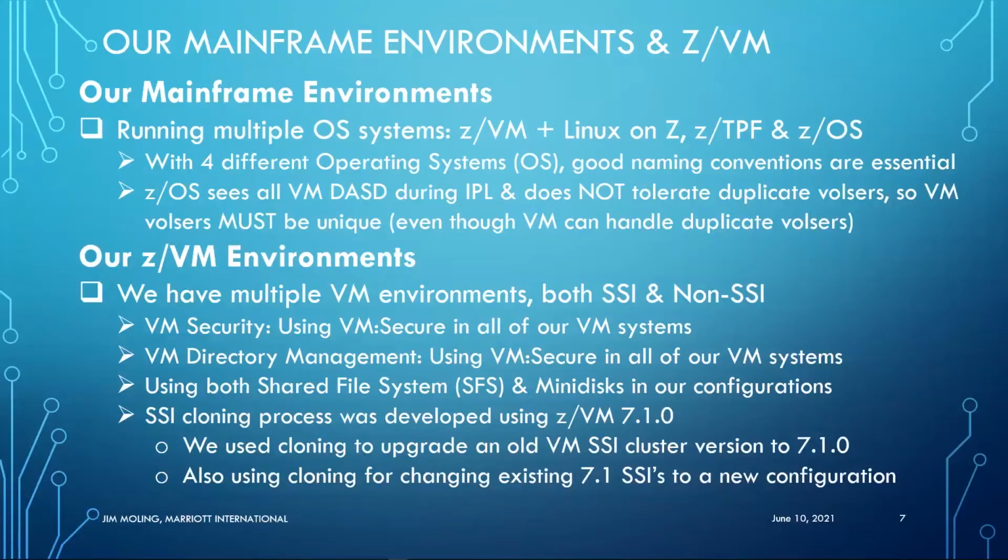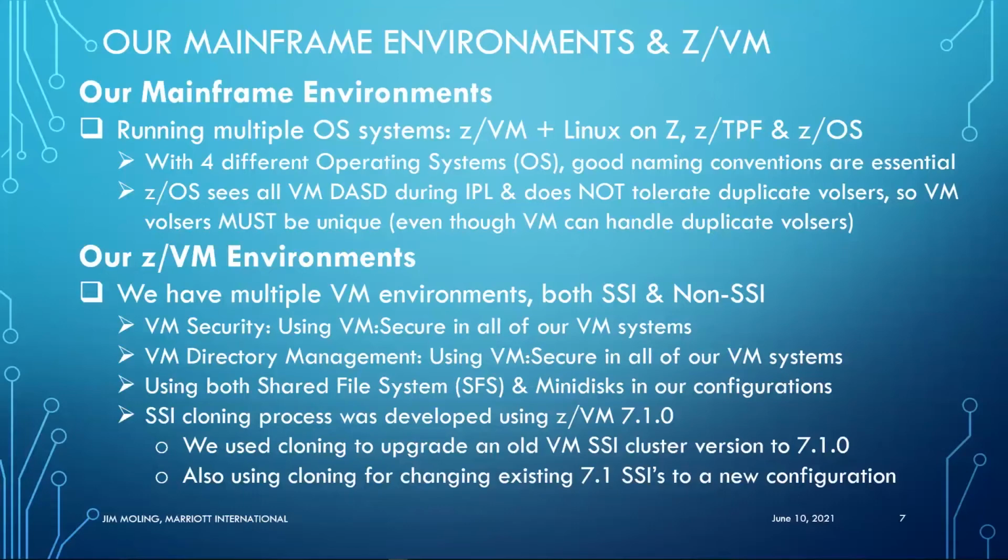So what do we have in our VM environment? Some of the key things that are common across all of them are security and directory management. We're using both shared file systems and minidisks in our configuration, so it's sort of a good mix of things, I'd say. VM 7.1, as I already alluded to, is the version that I developed this cloning process under.